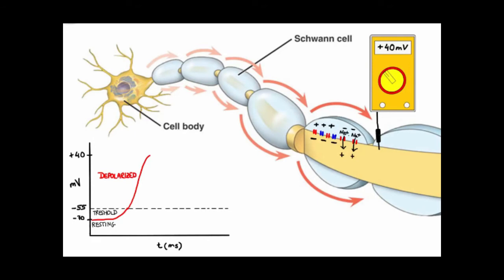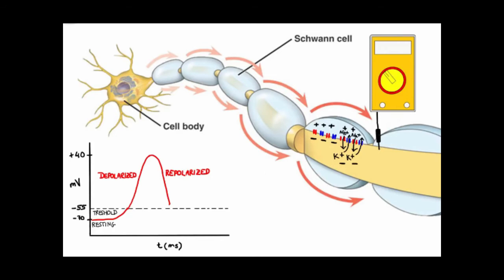As the impulse passes, the potassium channels begin to open, allowing positively charged potassium ions to flow out, which causes the inside of the axon to resume a net negative charge. At this point, the voltage would fall. The membrane is now said to be repolarized, because again, it's negatively charged on the inside and positively charged on the outside.